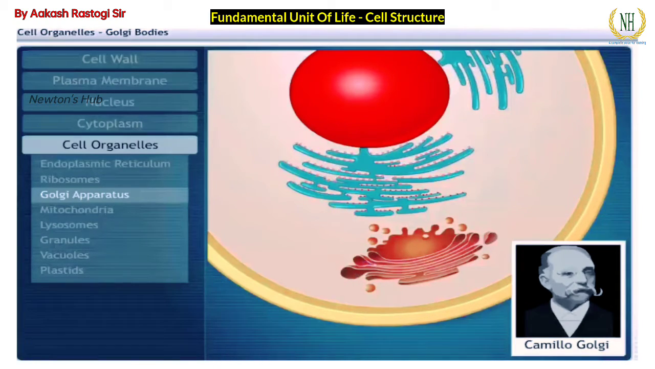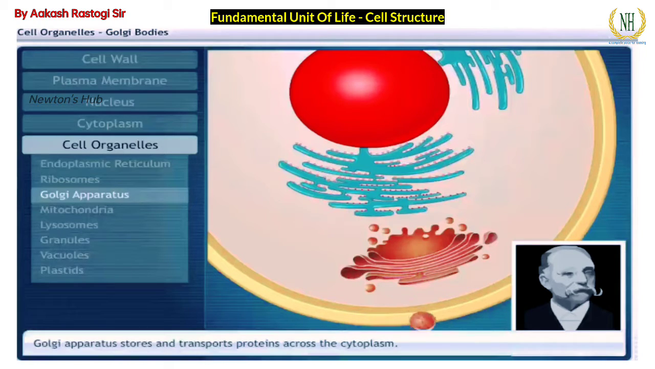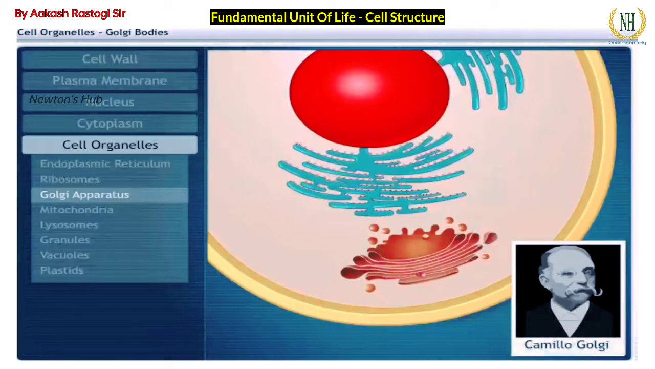Vesicles containing soluble proteins produced by the endoplasmic reticulum fuse with dictosomes. These vesicles are transported across the cytoplasm. They fuse with the cell membrane and release the proteins outside the cell. Golgi bodies are also known for the synthesis of glycoproteins.